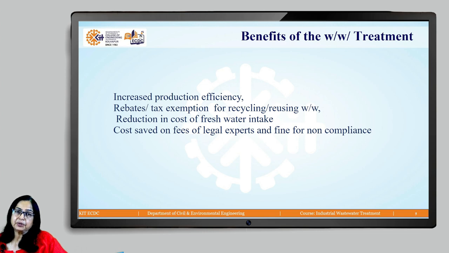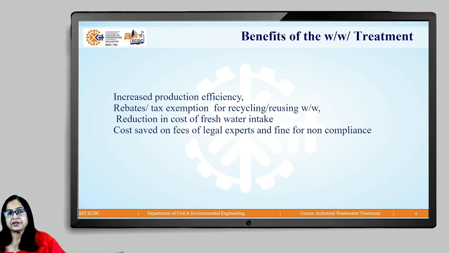So recently in Kolhapur region, some sugar industries and other industries were served closure notice because of not treating the wastewater to the designated or stipulated standards. So the closure obviously results in loss of production. So if you are treating your wastewater, then you are complying with the rules and there won't be any hampering of production because of the non-compliance.